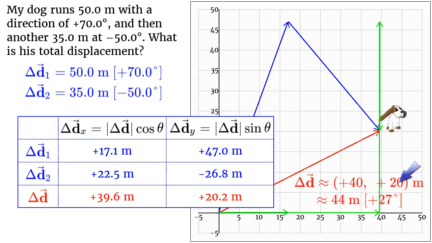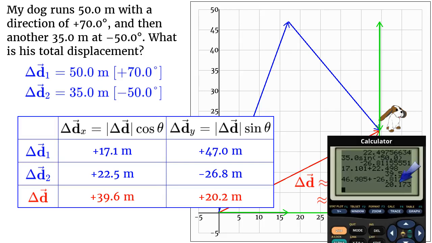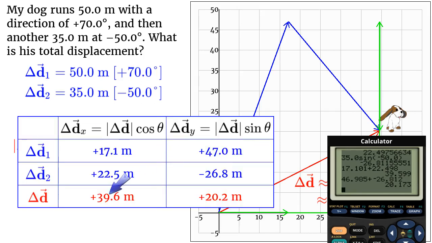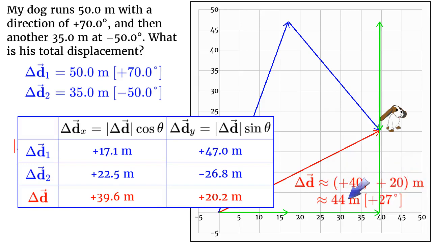Now, if we want to know what the magnitude and the direction of the total displacement are, we can convert this vector from Cartesian form back to polar form, just like we learned in the last lesson. The x and the y components represent the adjacent and the opposite sides of a right angle triangle. To calculate the magnitude, which is the hypotenuse, we're going to use the Pythagorean formula. I'm going to use 39.6 for the x component, 20.2 for the y component, and plug those numbers into the calculator. I'm going to get about 44.4 for my magnitude. And again, we can compare that to our estimate from the graphical method, and you can see again that it's really close.